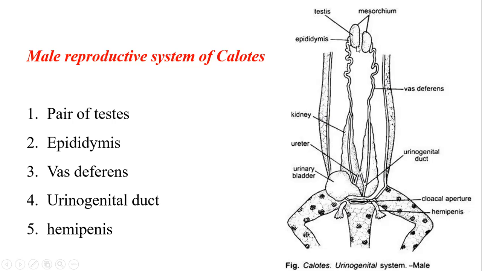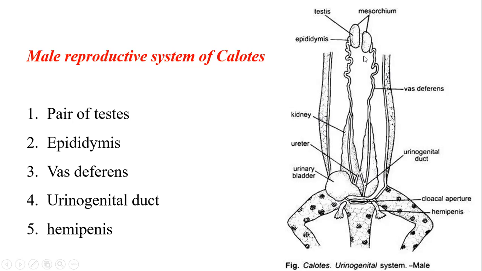Each testis is suspended from the dorsal body wall by the mesorchium. The right testis is larger, which is also shown here. The right testis is larger and somewhat more anterior in position than the left testis.